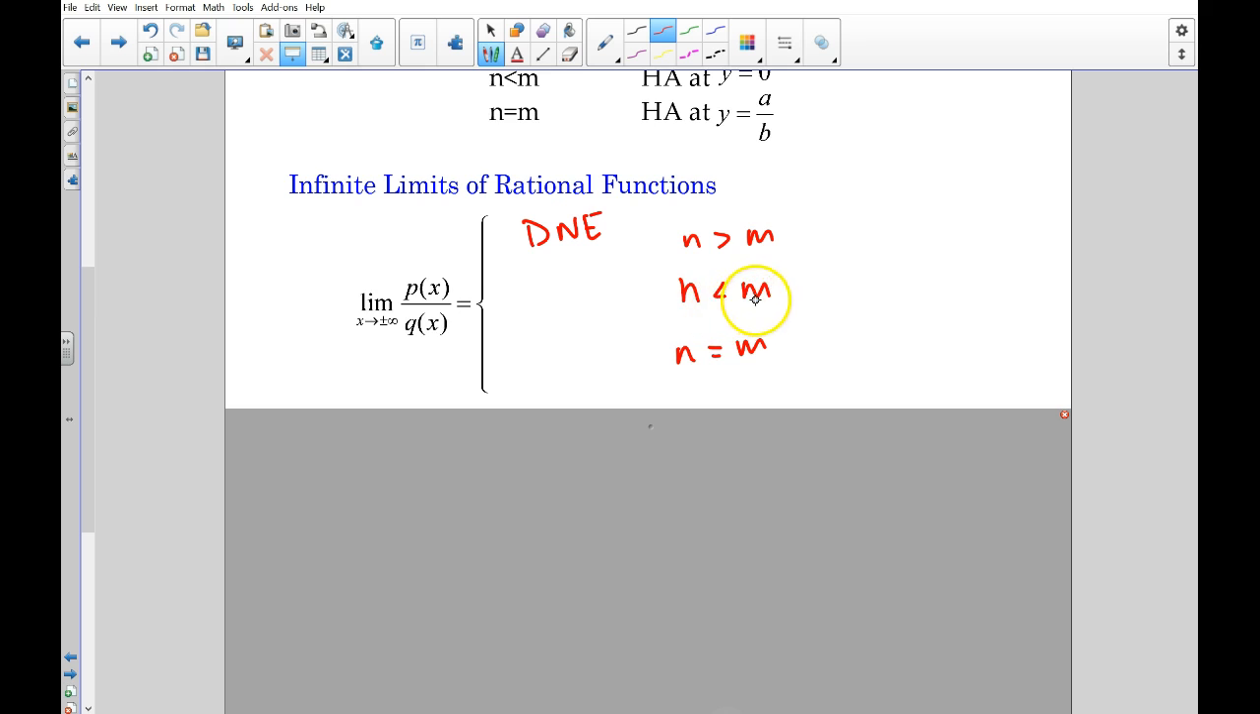If it is less, it's going to approach 0. If it's equal, the limit is a over b, for whatever those leading coefficients are. Note that this does hold whether x approaches positive or negative infinity.